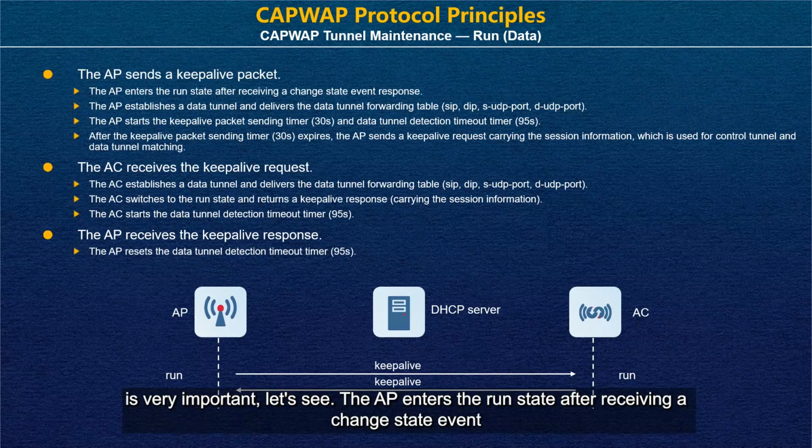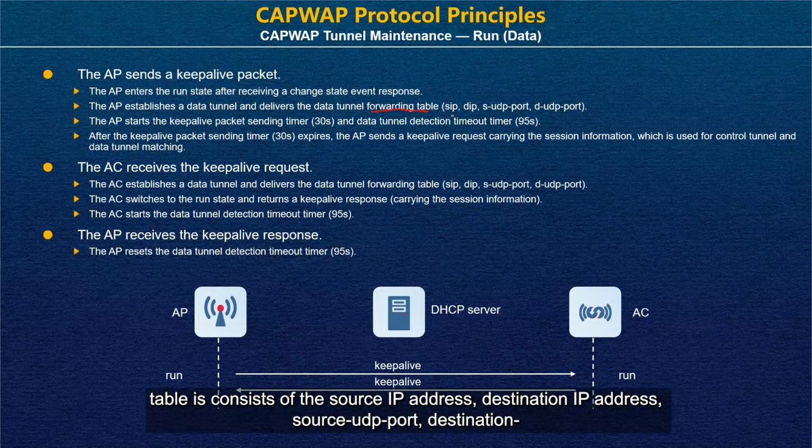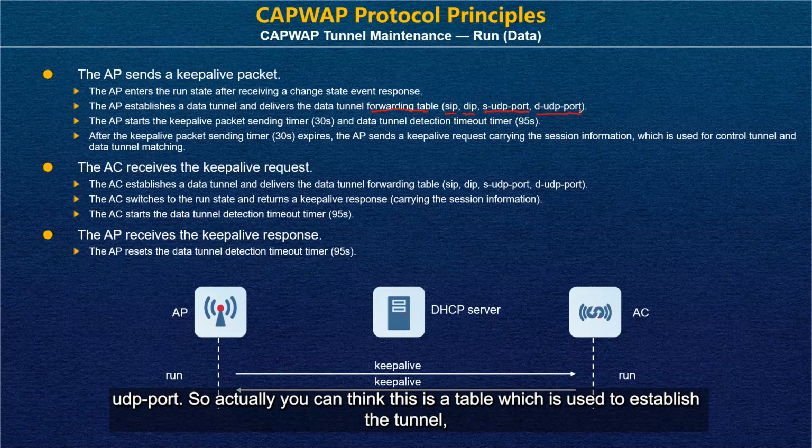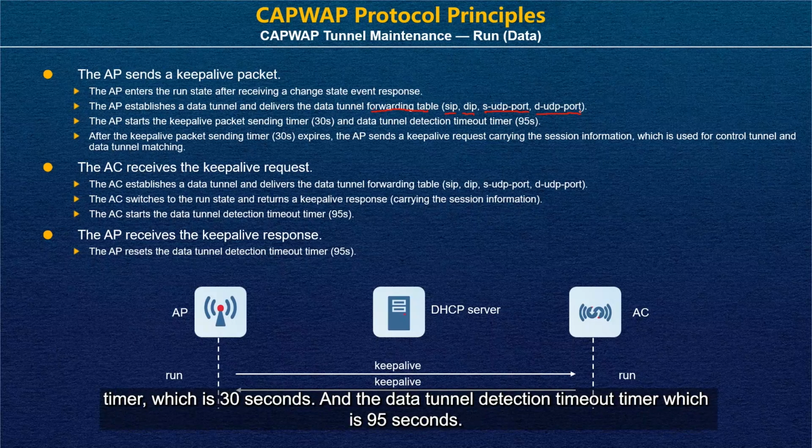Let's see. The AP enters the run state after receiving a change state event response, and AP establishes a data terminal and delivers the data terminal forwarding table. The forwarding table consists of the source IP address, destination IP address, source UDP port, and destination UDP port. So actually, you can think this is a table which is used to establish a terminal, or to establish the CAPWAP terminal. And then AP starts the keep alive packet sending timer, which is 30 seconds, and the data terminal detection timeout timer, which is 95 seconds.